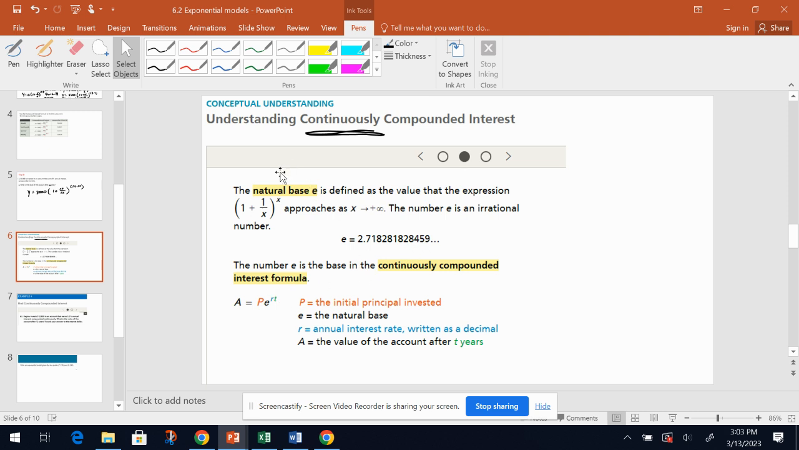So we have a new formula, and that is when it is said to be compounded continuously. In the word problem, it will say compounded continuously. So the nice thing is P is still P. It's our principal. It's the starting amount. E is the natural base. R is my rate. And T is my time in years.